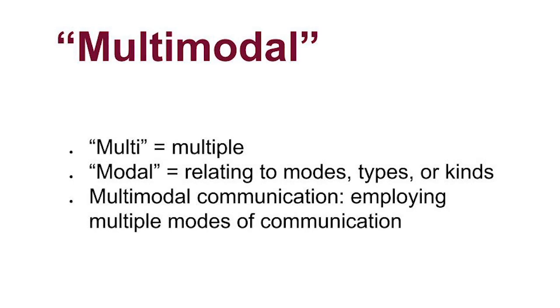If we break apart the word multimodal, we can see that it is referring to multiple modes, types, or kinds of something. So multimodal communication refers to communication that employs different kinds of communication elements or types. In one sense, this sounds more complicated than it is. Anytime we see a bit of words with an image, we have a multimodal text. We have multiple modes of communication working together to communicate something.